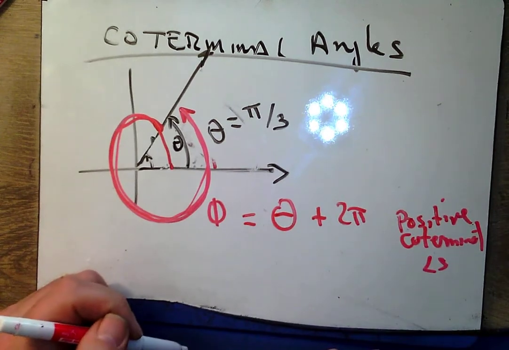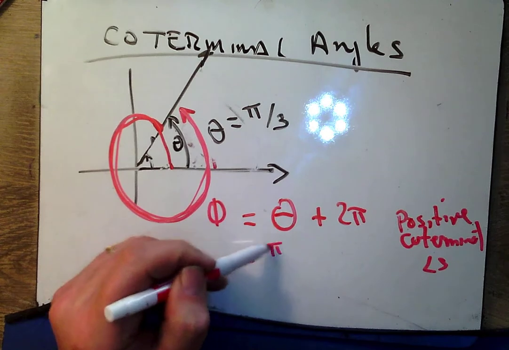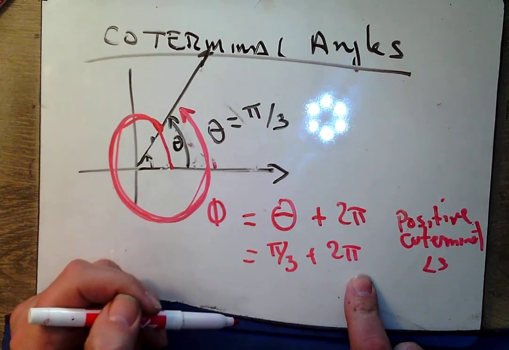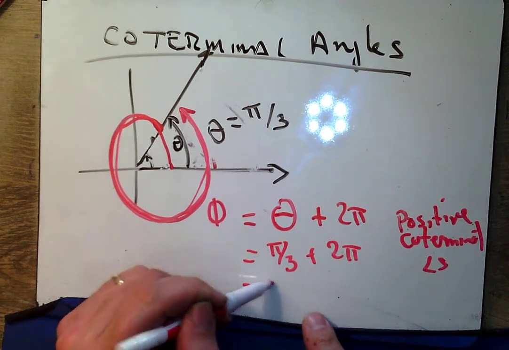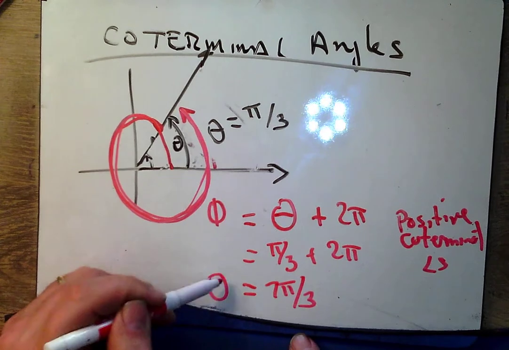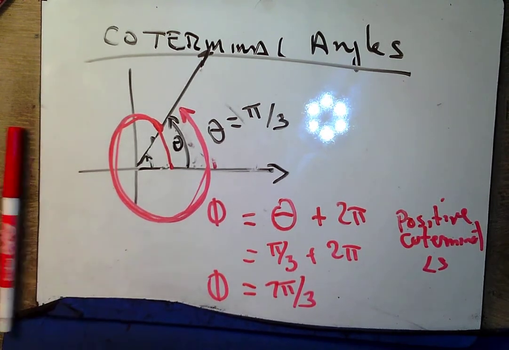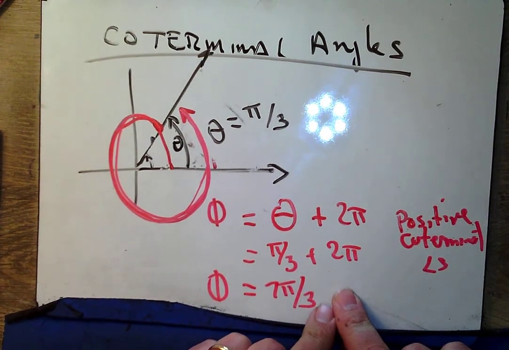Add 2 pi. Adding 2 pi. So if I've got theta equals pi over 3, and I add 2 pi, yes, I've got to make a common denominator there. 6 pi over 3 plus 1 pi over 3 is 7 pi over 3. That's phi. Now, you could, of course, find another positive coterminal angle by adding 2 pi again.